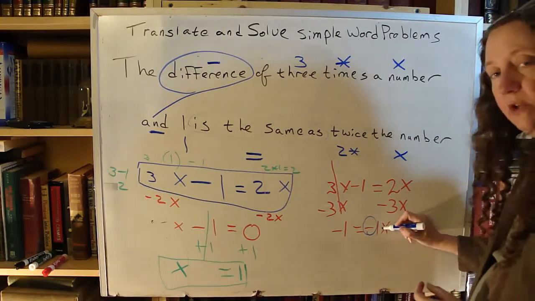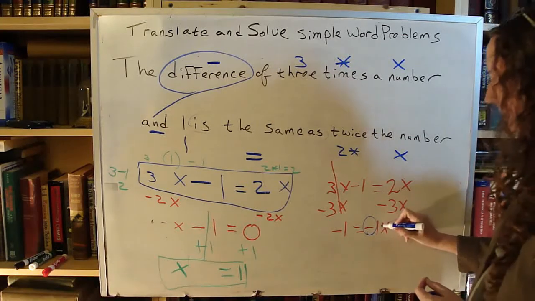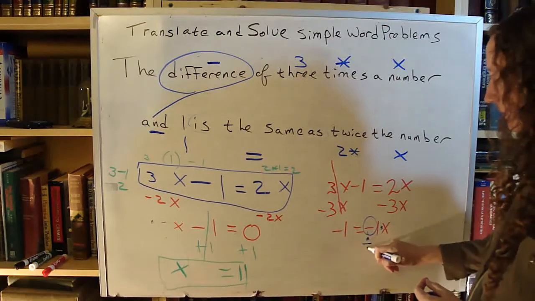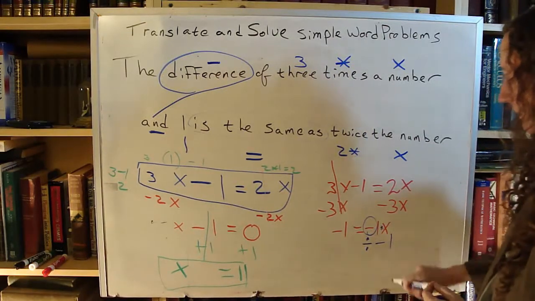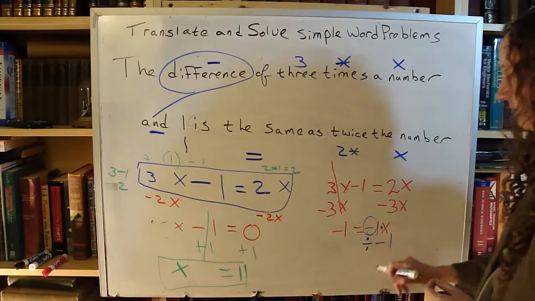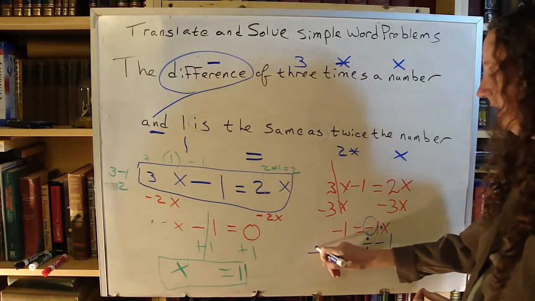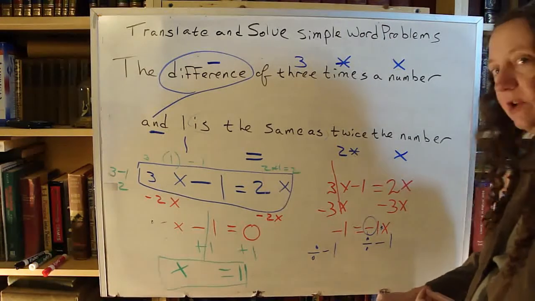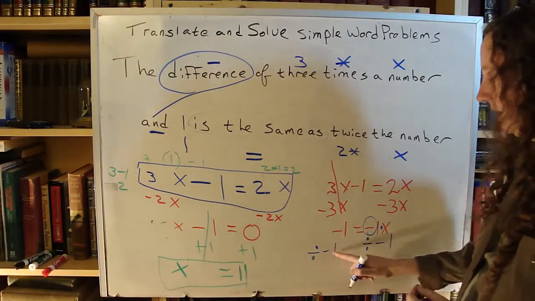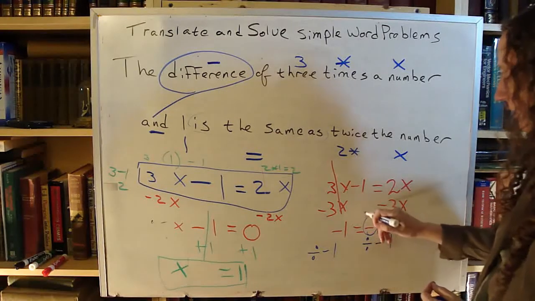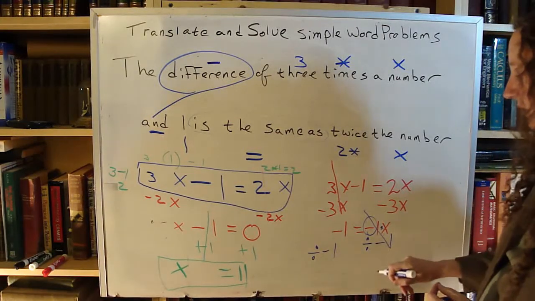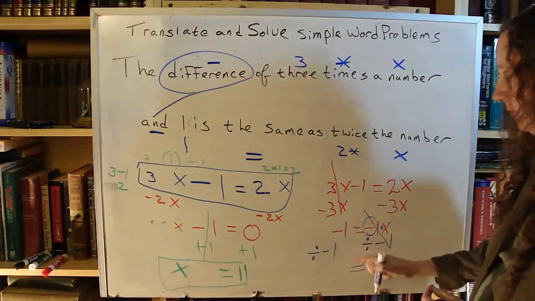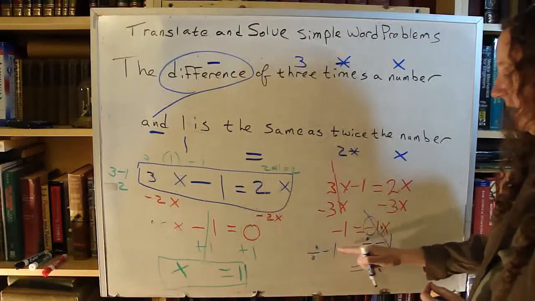So then I say, what is going on between the number and the x? It is being multiplied. So what do I do to get rid of it? Divide. So I'm dividing by negative 1. What I do on one side of the equal sign, I do exactly the same thing on the other side of the equal sign. Divide by negative 1. So now the negative 1's cancel out. I have just x over here equals negative 1 divided by negative 1.